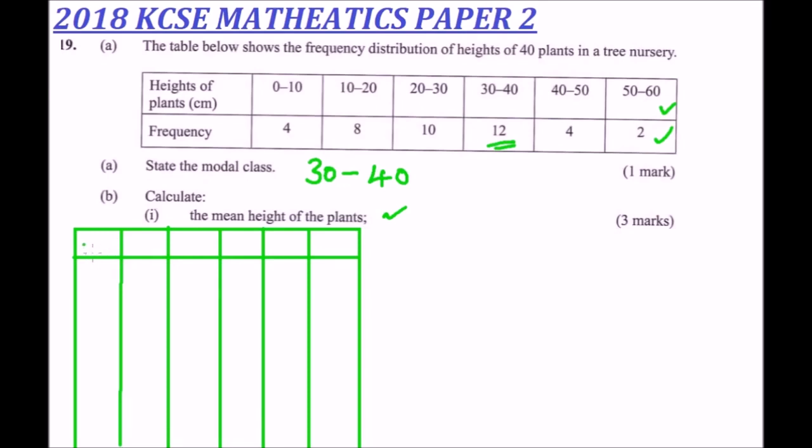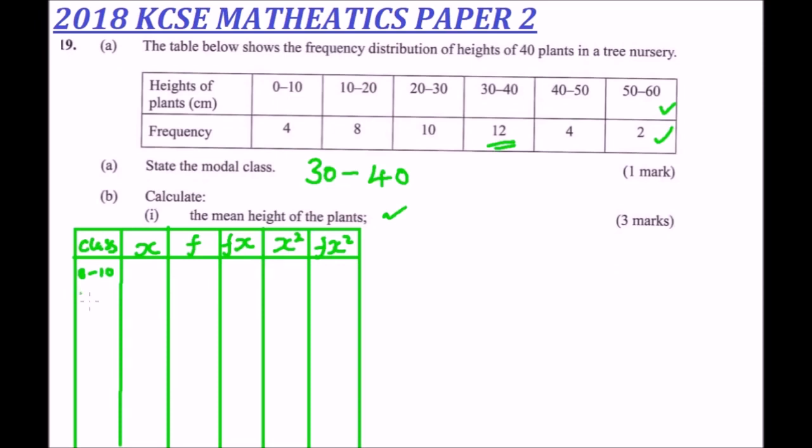So we have the first column, the class. The second one is our x, and this x represents the midpoint. Then we have our frequency. Then we multiply the frequency by our x, the midpoint. Then we are going to square x, and we will have x squared. This is because later in the question, as you see, we need to calculate the variance and the standard deviation.